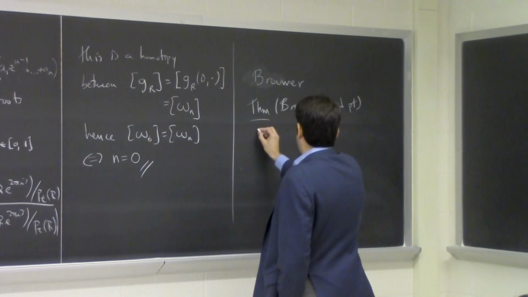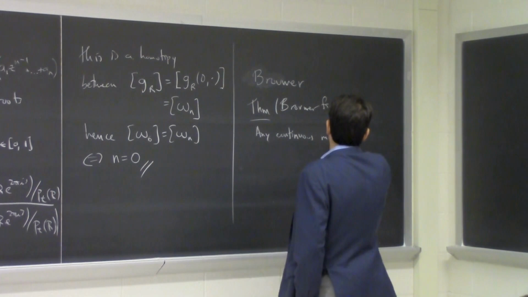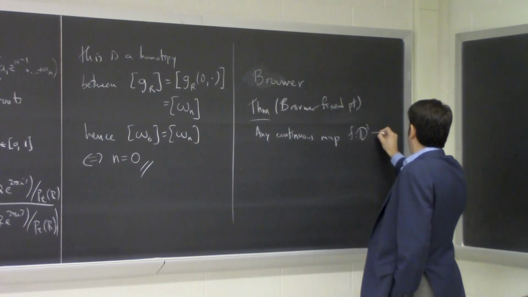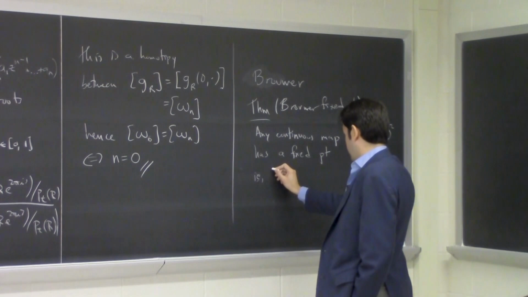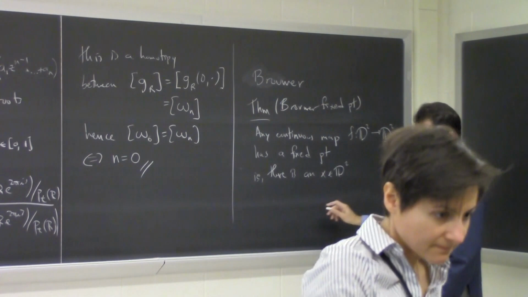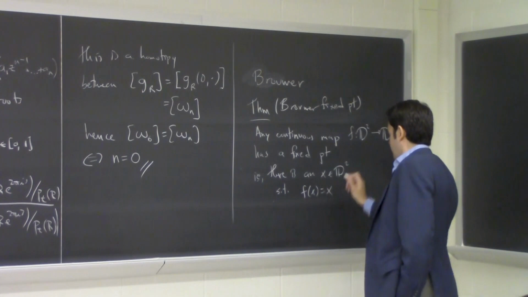If you have any continuous map from the two-dimensional disk to the two-dimensional disk, then you have to have a fixed point. Right? So there is some point that f of x leaves where it was.